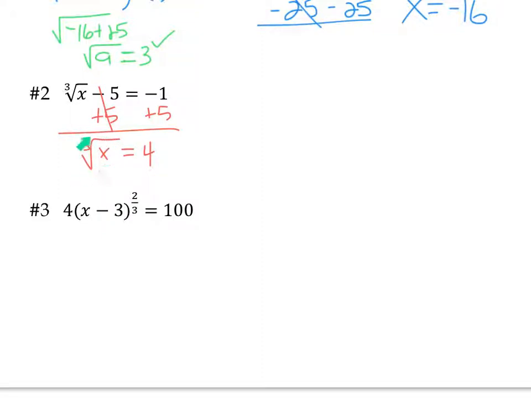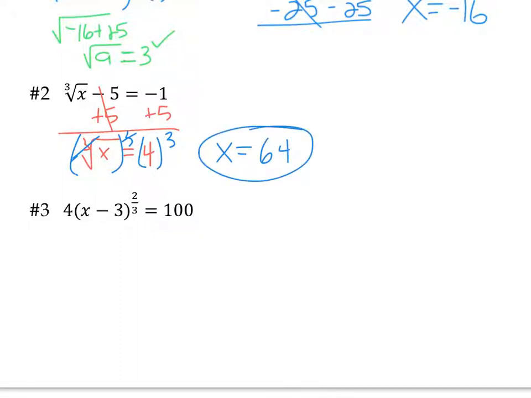Here, my radical expression, it's a cube root now, all by itself. The opposite of a cube root would be cubing. So now I'm going to take both sides and raise them to the third power. So the cube root and the cubing cancel out, and I have x equals 4 to the third power, which is 64. x equals 64 would be my solution. I could plug it back in, and I can check and make sure that it works.